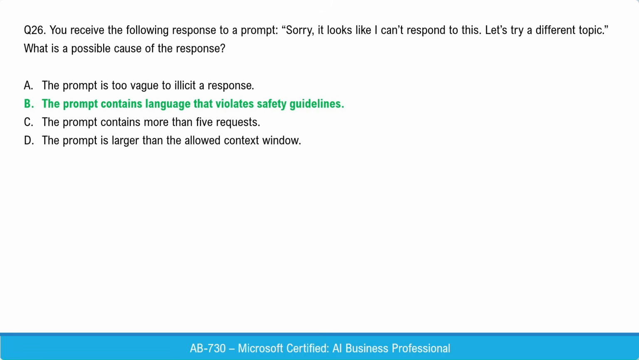Now let's quickly eliminate the other options. If the prompt is vague, Copilot typically asks for clarification, not refuses it outright. If the prompt has multiple requests, that's usually fine. Copilot can handle that. And if the prompt is too large, the system may truncate it or behave differently, but it won't give this specific safety message. So the correct answer is option B, language that violates safety guidelines.